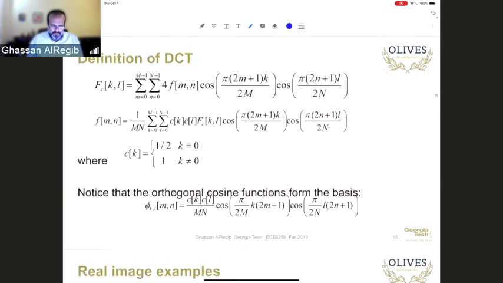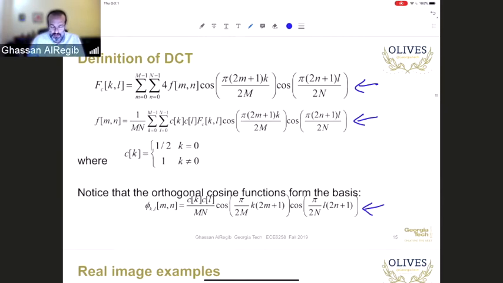This is the slide where we had a definition of the discrete cosine transform that we concluded with last time. This is the forward definition. This is the inverse definition. As I mentioned, there are some variations among different definitions online, but this is the one that we'll be following. And then the most important concept in here is that the basis functions for the cosine transform are really cosines.